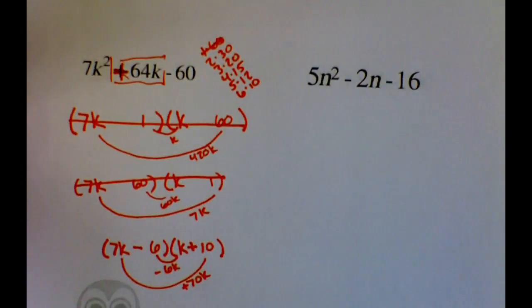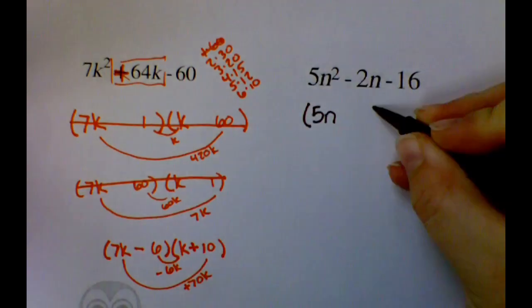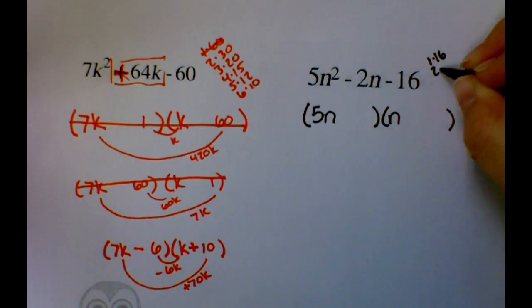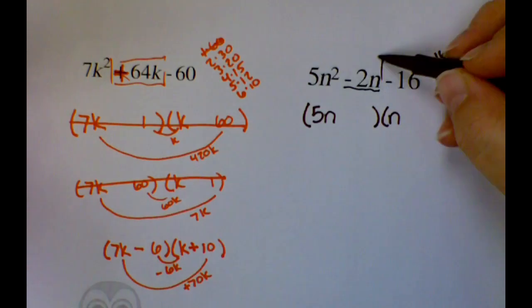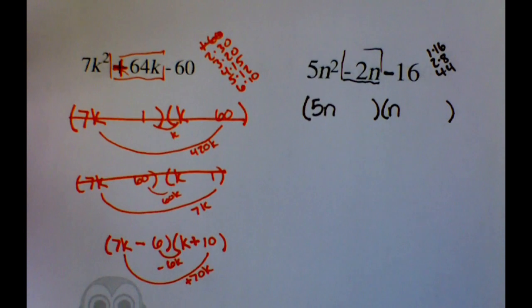For 5n squared minus 2n minus 16, the only way to break apart 5n squared is 5n and n. 16 could be 1 times 16, 2 times 8, or 4 times 4. And I need to make a minus 2 in the middle. Remember that this is a minus 16, so one of my numbers here will have to be a minus.